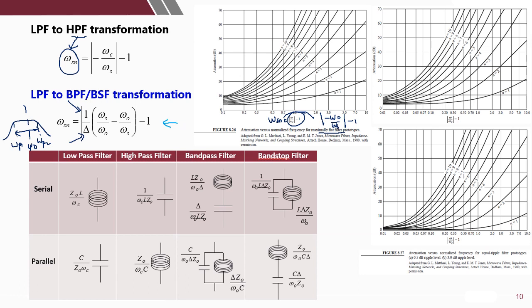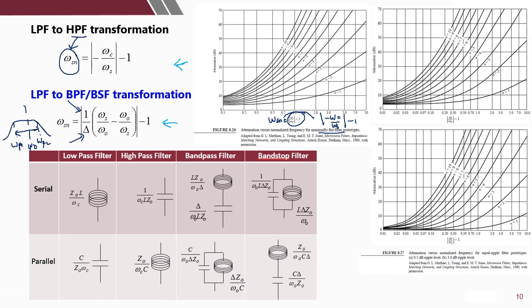Once you have the omega Sn value and the stop band attenuation in dB, you can project the lines from the x-axis to the y-axis, then you'll get your n. That is the first step, so you get the n value. For the second step, to get the normalized filter circuit, once you have the n, refer to the normalized filter circuit realization table, then you'll get the component configuration.